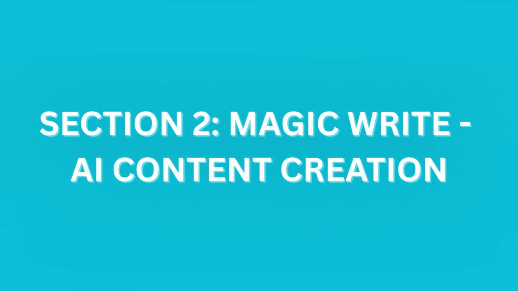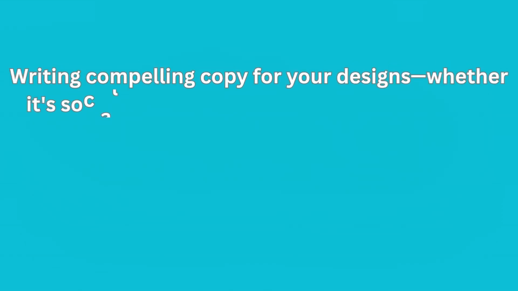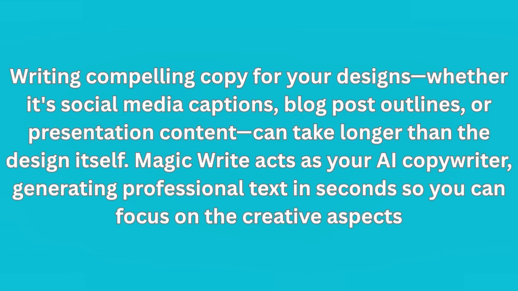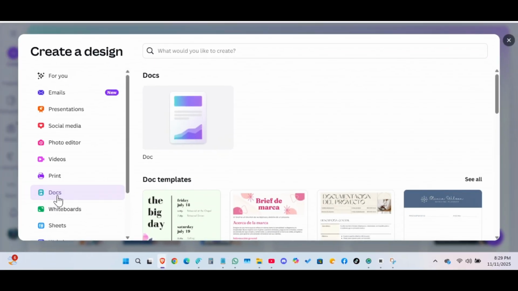Next up is Magic Write, and this is a game changer if you ever struggle with writer's block. Here's why you need to know this. Writing compelling copy for your designs, whether it's social media captions, blog post outlines, or presentation content, can take longer than the design itself. Magic Write acts as your AI copywriter, generating professional text in seconds so you can focus on the creative aspects. Here's how you do it.